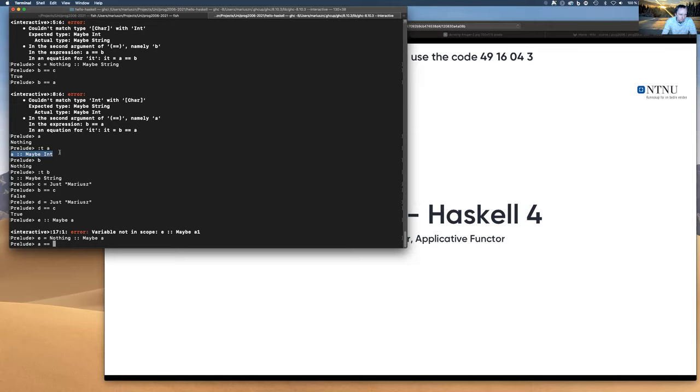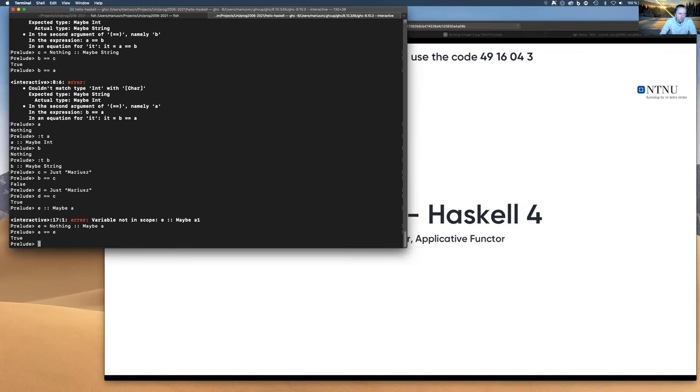So if I compare A and E, will the compiler complain? No, the compiler will not complain, because in this comparison E becomes an Int. E, my nothingness, is of a generic type. I haven't specified a concrete type for my nothingness for E. It's a generic type A, it can be anything. And in this line, it became an Int. So this E is Maybe Int.